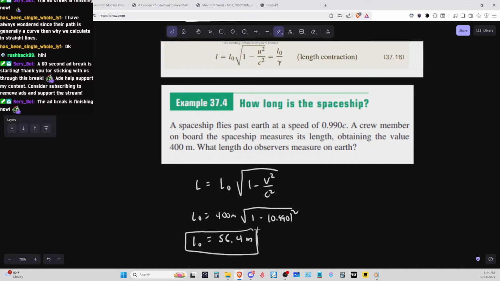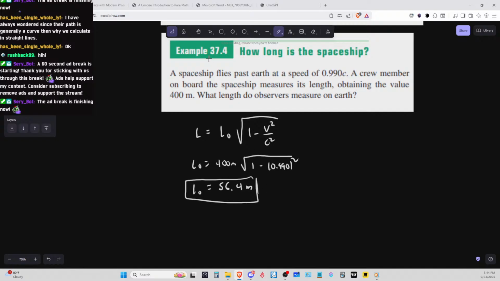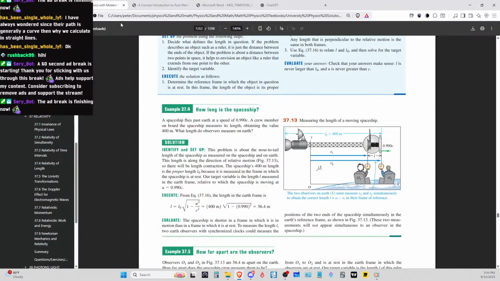Wow. Well, then again, you're going at this close to the speed of light, so that's a big reduction. Very interesting indeed, to think that something that long could actually be reduced to something this size. That's crazy.